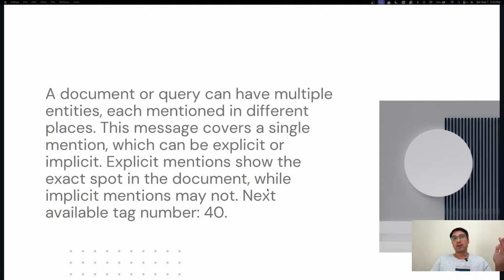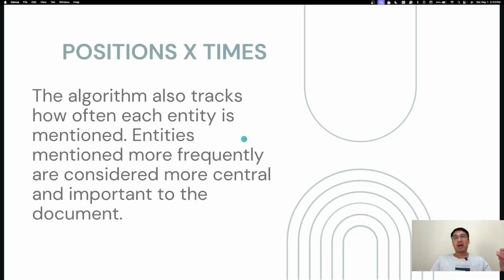So usually a document that's well optimized will have both. It will have an explicit mention and it will also have an implicit mention. Then there's also position by time. So not only is where your entity is positioned important, but also how many times it is mentioned in the document. So the algorithm we found tracks how often each entity is mentioned in the document, and entities mentioned more frequently are considered central and important to the document. So for instance, if you're trying to optimize for the term gym, you will not just have it in the H1, or just in the title, or just once in the body. You will have it multiple times.